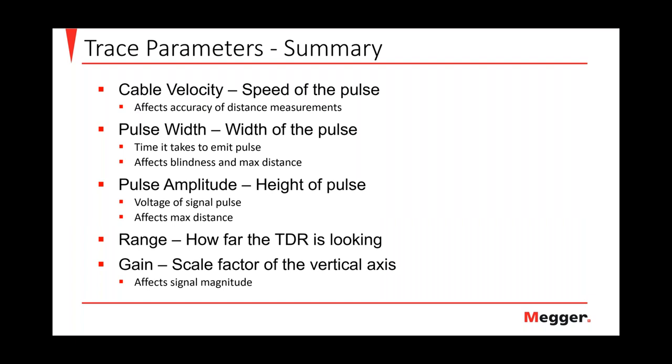And we have range and gain. Range is the scale that the TDR is looking at in distance, the maximum distance. And the gain is the scale of that vertical axis.